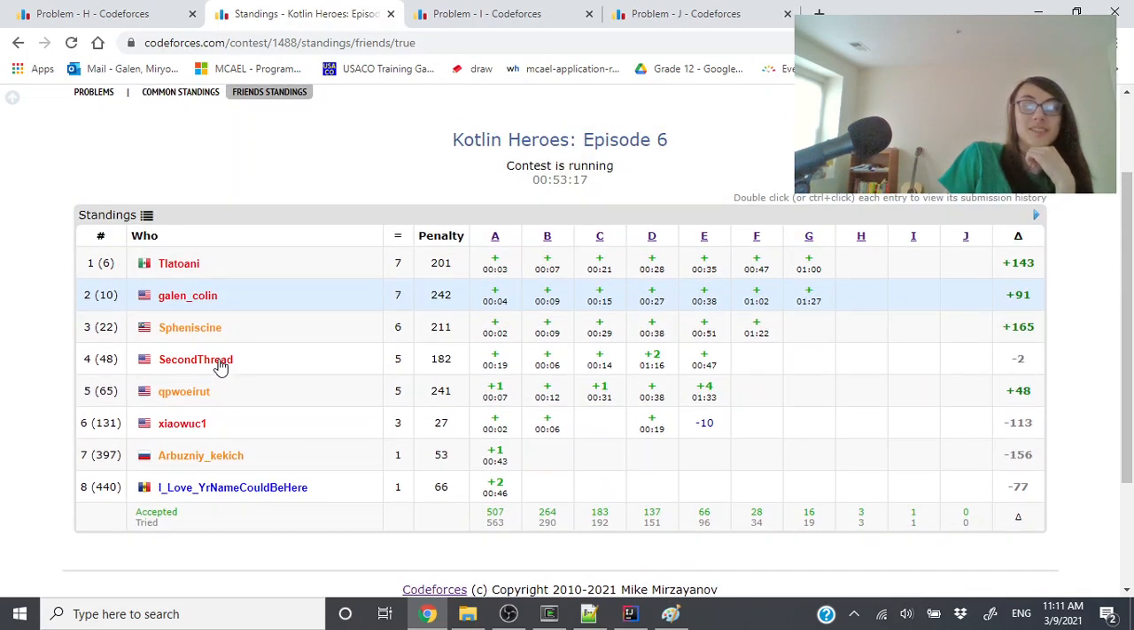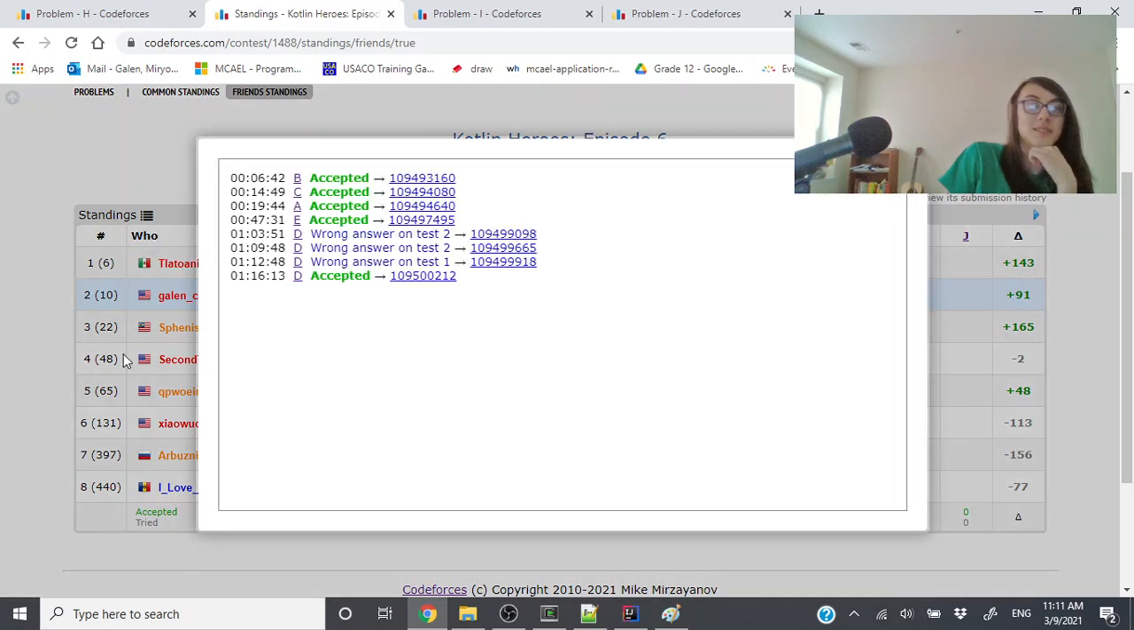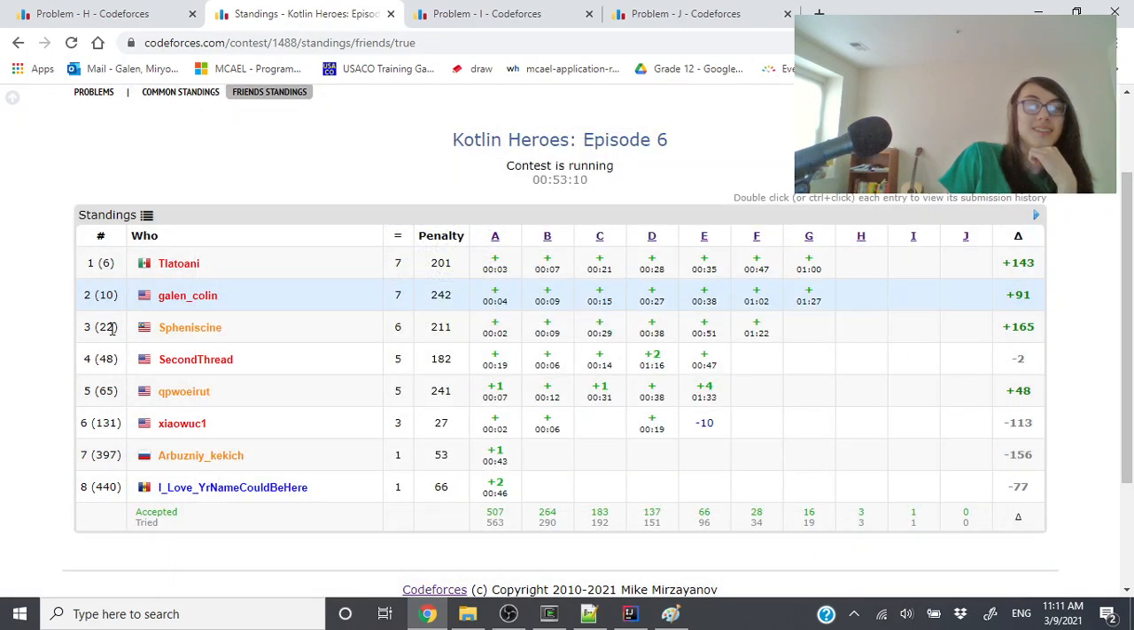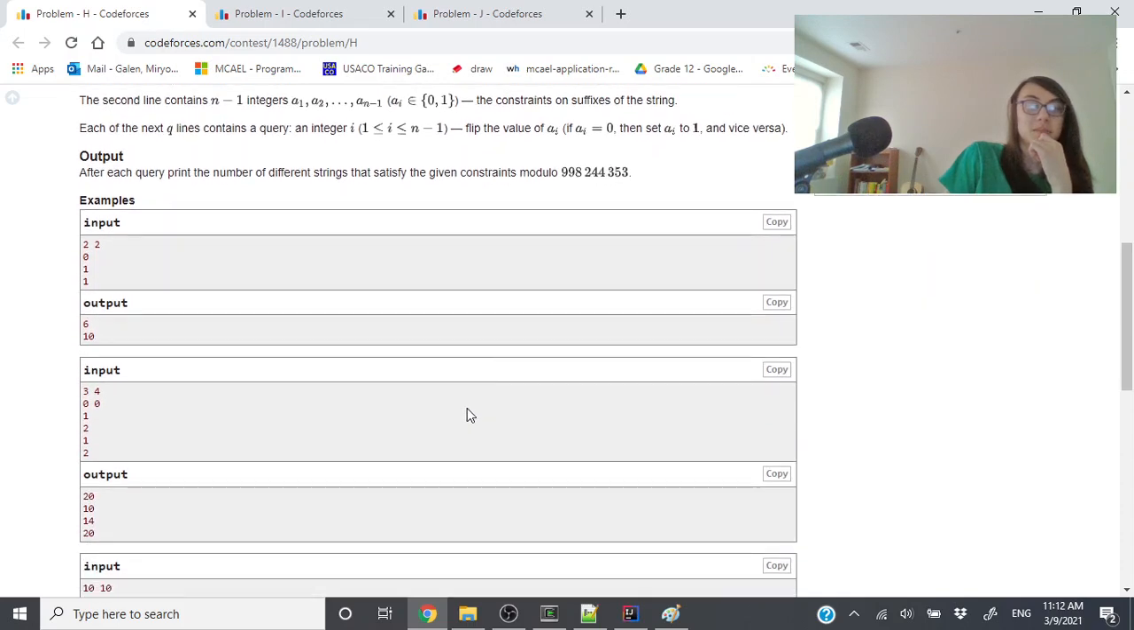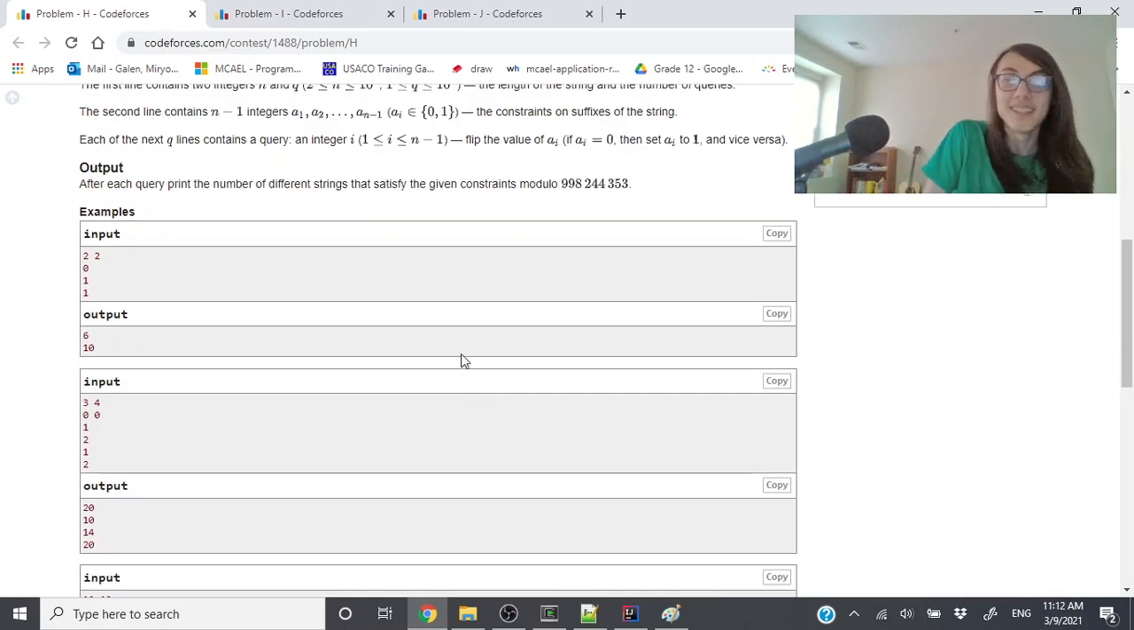Second third is barely clutching. Although I suppose he's had some trouble with D, but I guess he'll bounce back. His D might have just been really long, so it would have taken a while. That's a reference, not a... Okay, anyway.